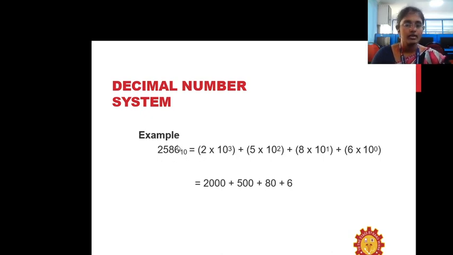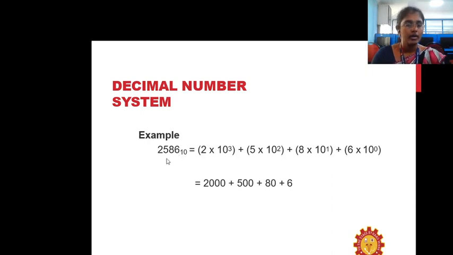See here, how to calculate this: 2 into 10 to the power 3, because 10 is the base of the decimal number system and the power is 3 because its position is 3, plus 5 into 10 to the power 2, since 5 is at position 2 with the base of 10. Then 8 into 10 to the power 1 because its position is 1 and its base is 10, and plus 6 into 10 to the power 0 because its position is 0.